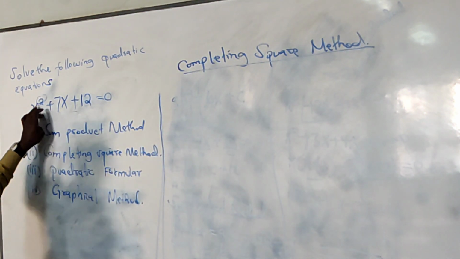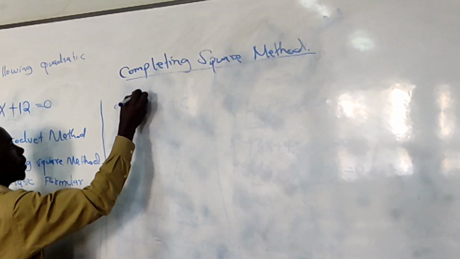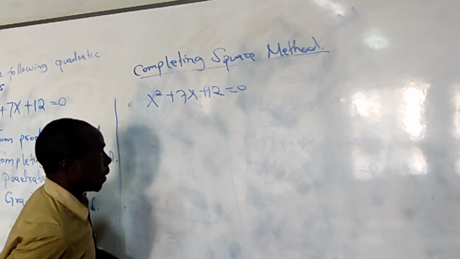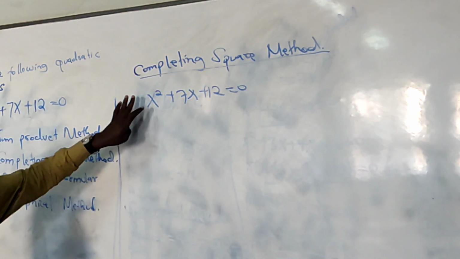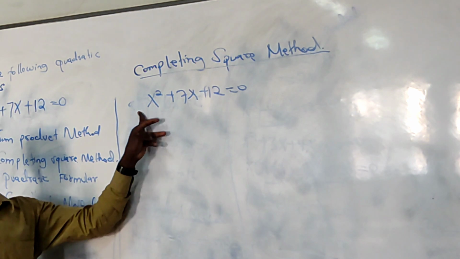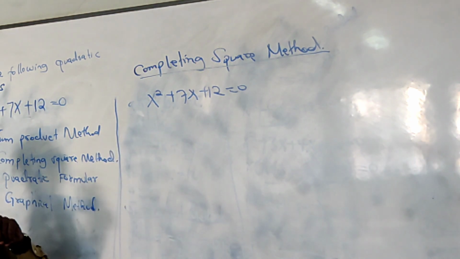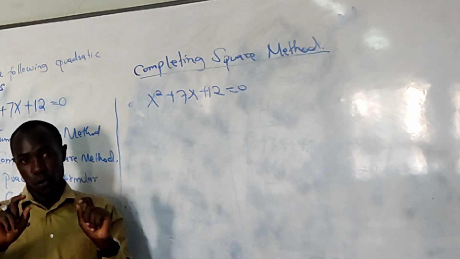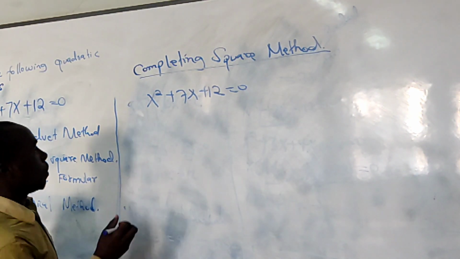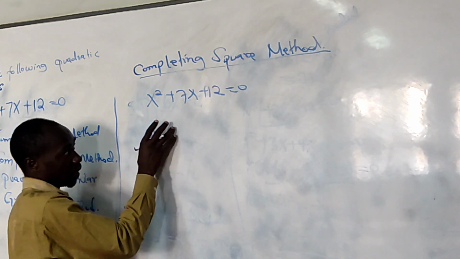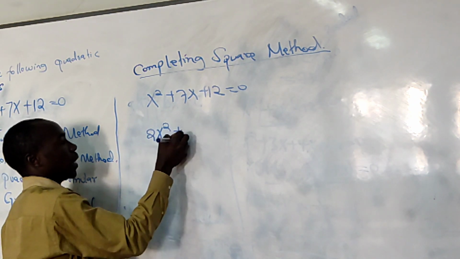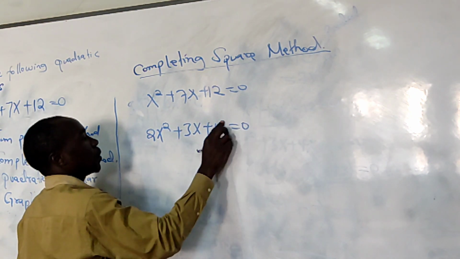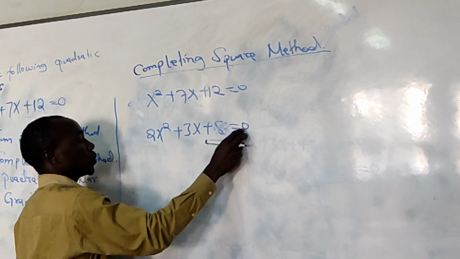When you're dealing with the completing square method, for example, you've been given x squared plus 7x plus 12 equals 0, then you must ensure that the coefficient of x squared, sometimes called the highest power, is 1. If this coefficient is not 1, then you have to divide through by the number which we have here. For example, if you were to have 2x squared plus 3x plus 8 equals 0, just as an example.